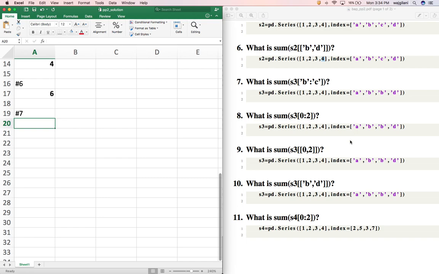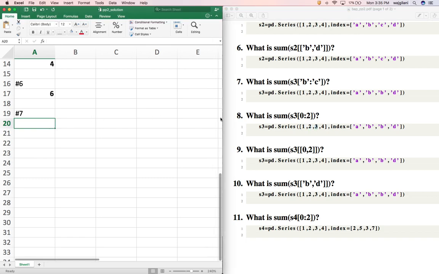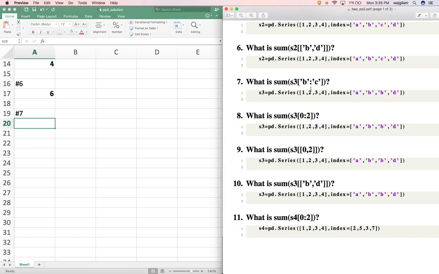That's not a problem. All right, now here, A is associated with 1, 2 is associated with B, 3 is also associated with the second B, and 4 is D, okay? No problem. Come back here again, S3, 0 colon 2. What happens? Again, it doesn't matter about the indexes. When you do the colon, it's going to fall back into the positions. And when it's doing the positions using the colon, that 2 is going to be exclusive. So this is going to be 1 plus 2 and not the 3. Oh, sorry, I apologize. We're on number 7. So go back here to number 7.